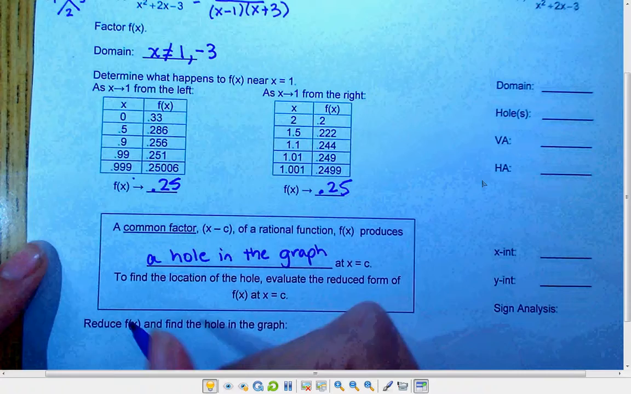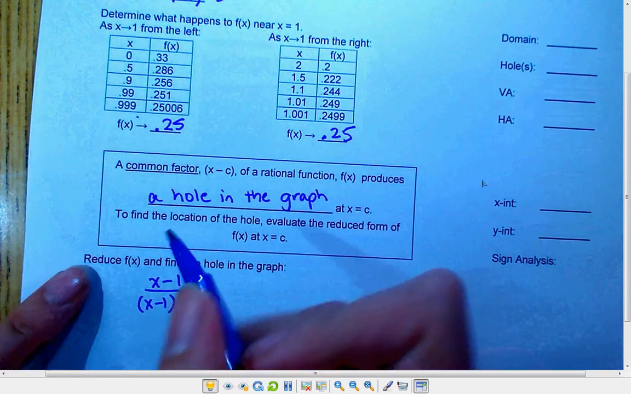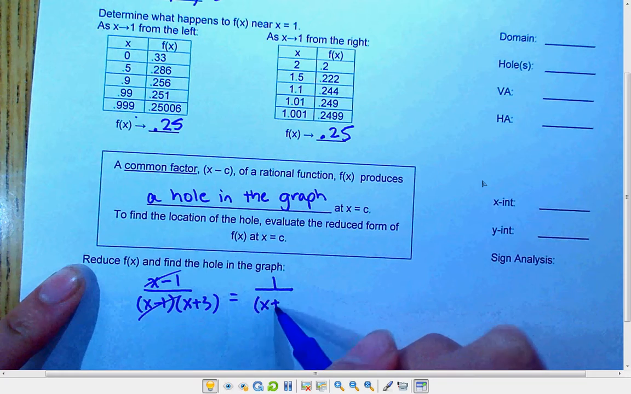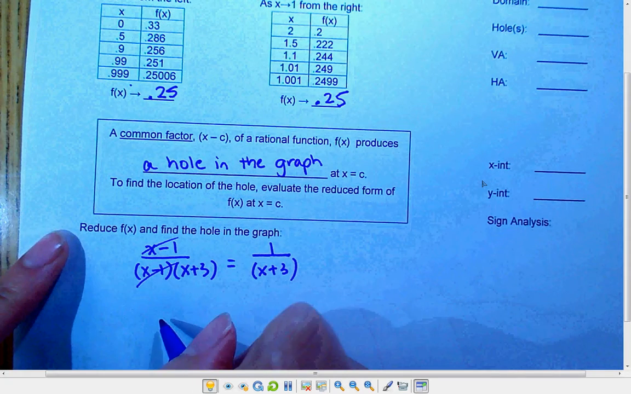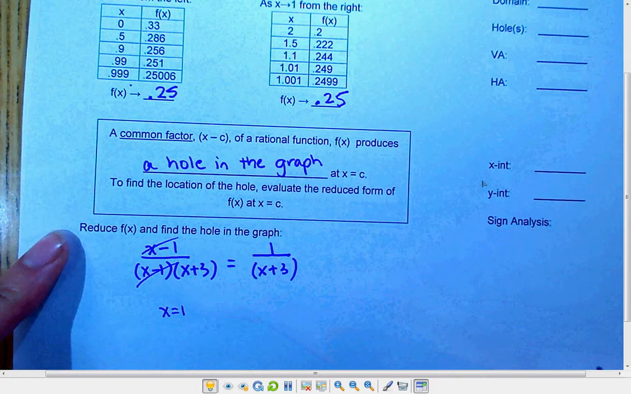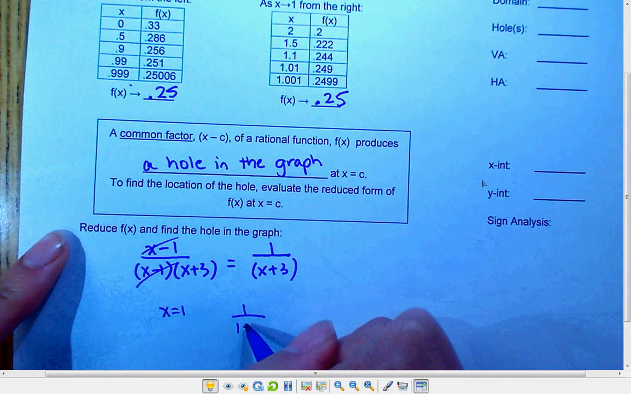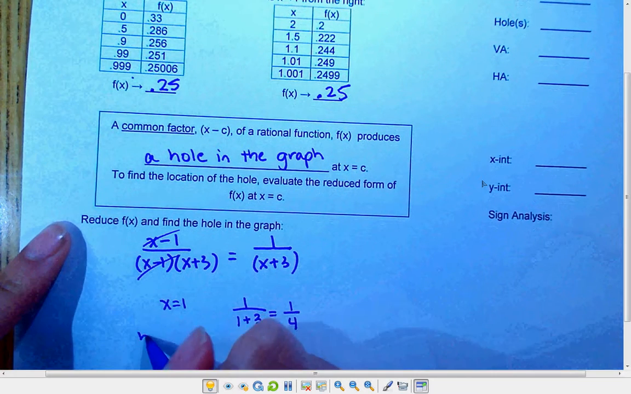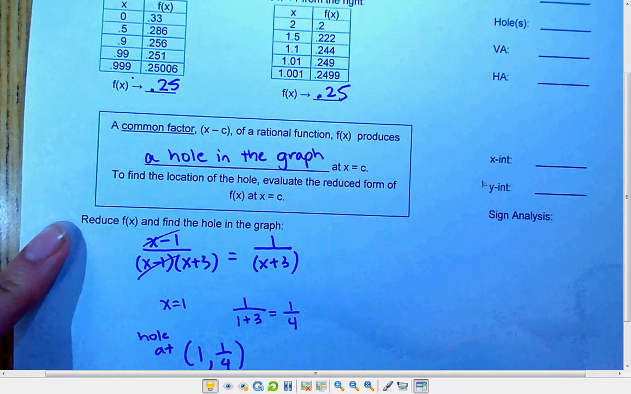So we're going to reduce our function. Before it was x minus 1 over x minus 1, x plus 3. But we can cancel out the x minus 1 and the x minus 1, which leaves us with 1 over x plus 3. And so we know our hole is at x equals 1. To figure out where the hole is, we're just going to plug it into this equation. So we're going to do 1 over 1 plus 3, which gives us 1/4. And so our hole is at x is 1, y value is 1/4.